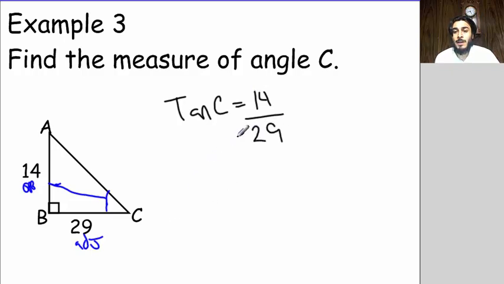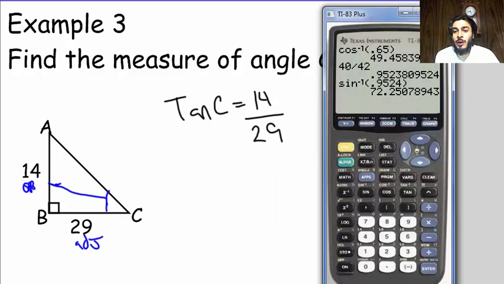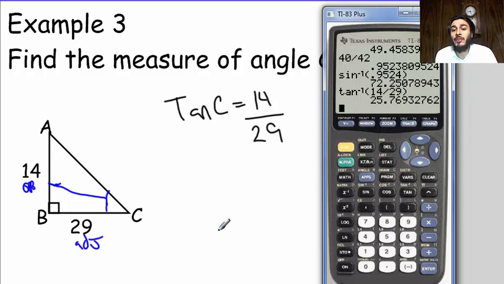Now, I'm going to show you a little shortcut here. You could divide, round to 4 decimal places, then do the opposite of tan, as we've been doing. Or you could just do this. Do second tan, and then instead of doing the 14 divided by 29, and then doing the inverse tan, just do that all here in one step. Do inverse tan of 14 divided by 29, and you get your answer.